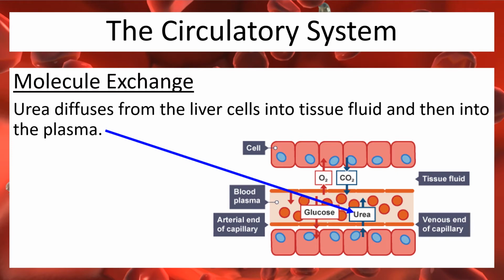Like carbon dioxide, urea is a waste product, so it needs to come from the cells and into the blood. And if you remember, this happens in the liver. So the urea diffuses from the liver cells into the liver tissue fluid, and from the liver tissue fluid across that wall of the capillary and into the blood, where it's going to be carried away by the plasma.